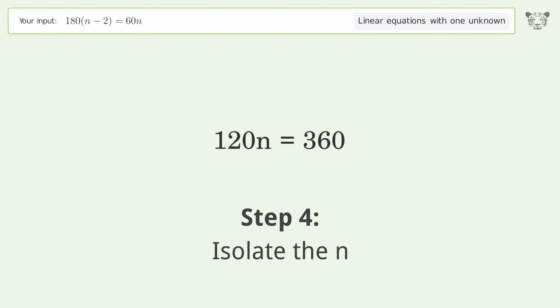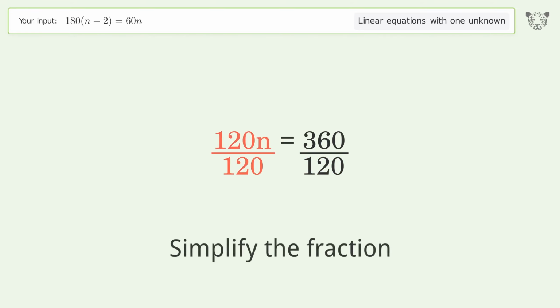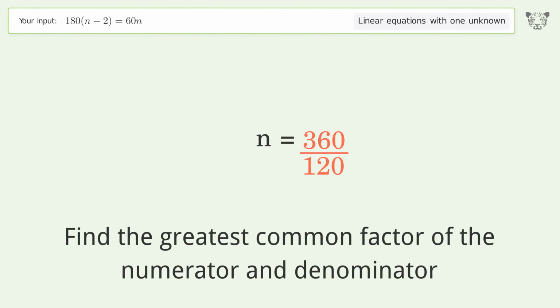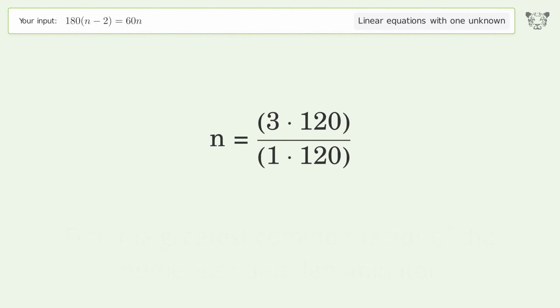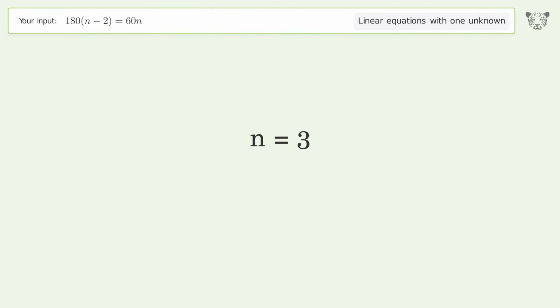Isolate the n. Divide both sides by 120. Simplify the fraction. Find the greatest common factor of the numerator and denominator. Factor out and cancel the greatest common factor. And so the final result is n equals 3.